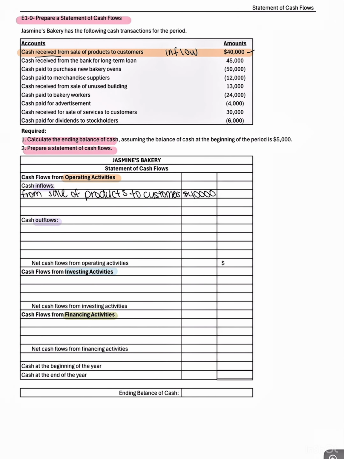So the next one we have is cash received from the bank for a long-term loan. This one is going to be a financing activity. As you can see, we have inflows and outflows on the operating side, but it doesn't have those on the investing and financing. I'm going to go ahead and write if it's an inflow or outflow, to help you see if money is coming in or going out, because the inflows and outflows tell you if you add the amount or subtract it. So like I said, that is going to be a financing activity. Since it was cash received, that is money coming in, so this is also going to be an inflow.